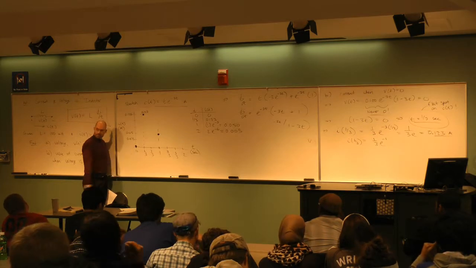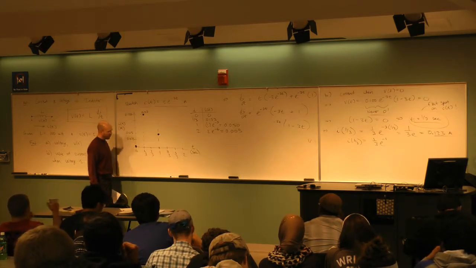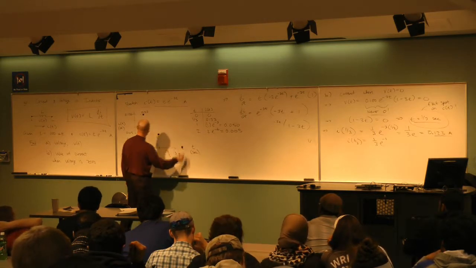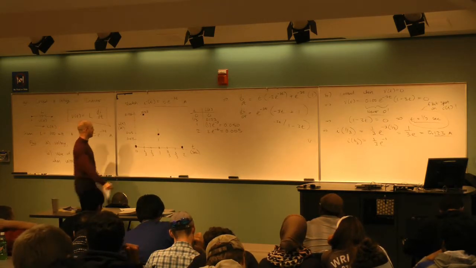And at 2, I'm at 0.005, which is about how far up here? 1/5, 20% of the way up. Pretty much down here at the bottom, right? So you can see what this function does.